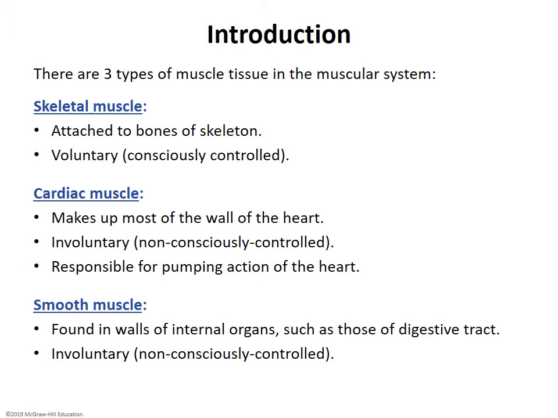It is involuntary. Skeletal and cardiac muscles are both considered striated muscles because they appear to have striations under the microscope. Whereas smooth muscle is called smooth muscle because it does not have those striations. But cardiac and smooth muscle are both involuntary, which means you have no conscious control over it, that it is controlled below your conscious effort.